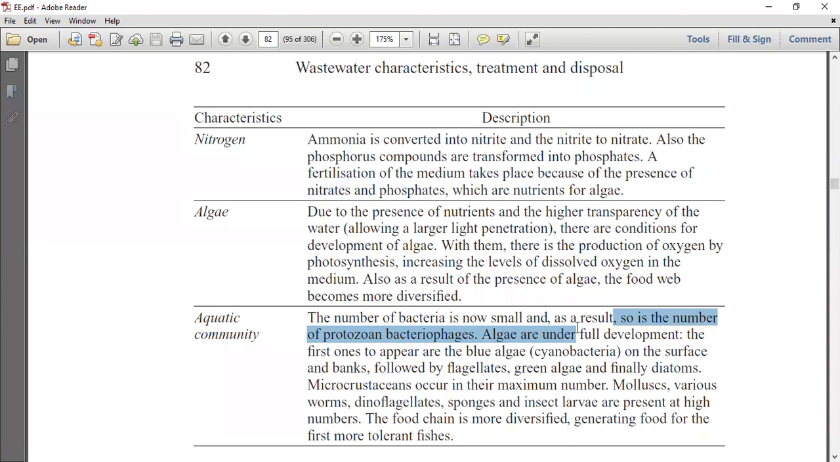Algae are under full development. The first ones to appear are the blue algae on the surface and the banks, followed by the flagellates, green algae, and finally the diatoms. Microcrustaceans occur in the maximum number. Mollusks, various worms, dinoflagellates, sponges, and insects are present in high numbers. The food chain is more diversified.